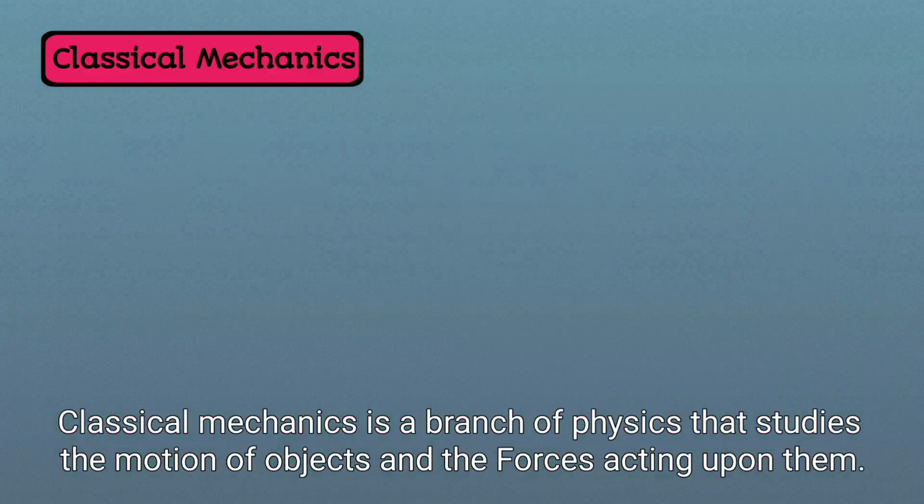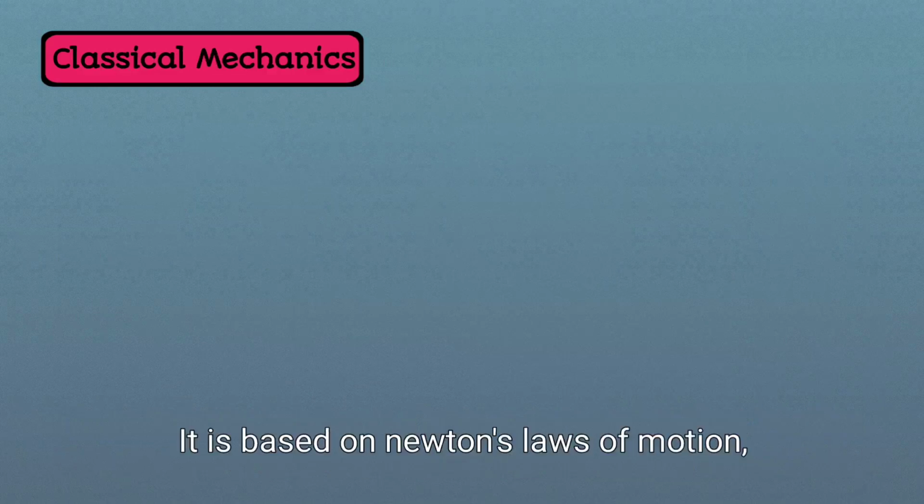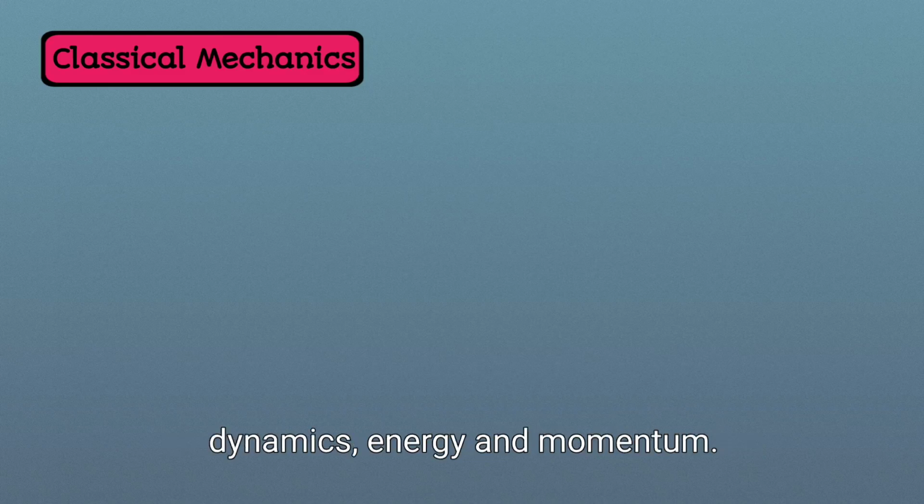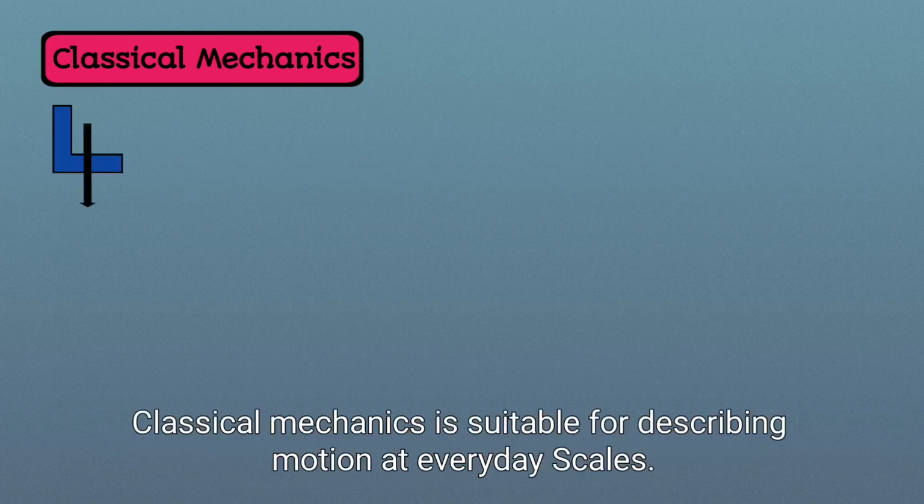Classical mechanics is a branch of physics that studies the motion of objects and the forces acting upon them. It is based on Newton's laws of motion and addresses concepts like kinematics, dynamics, energy, and momentum. Classical mechanics is suitable for describing motion at everyday scales.